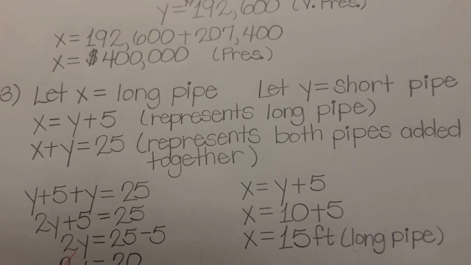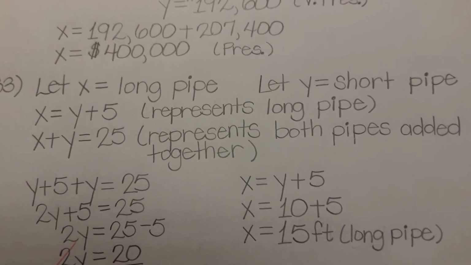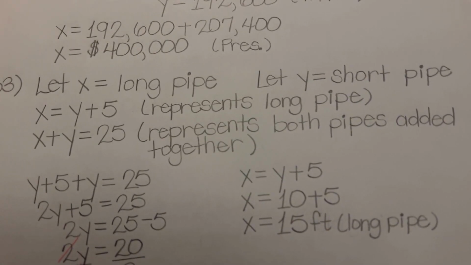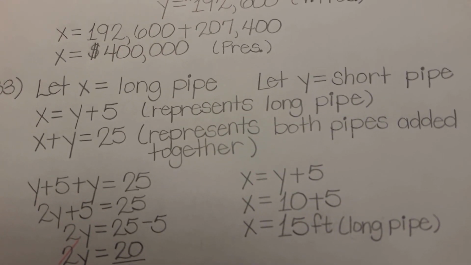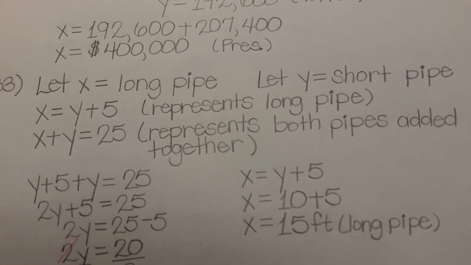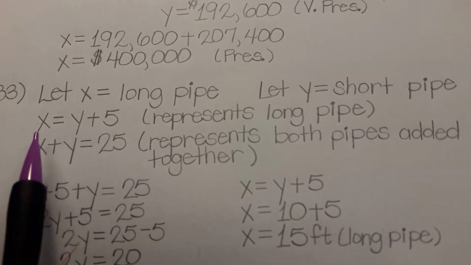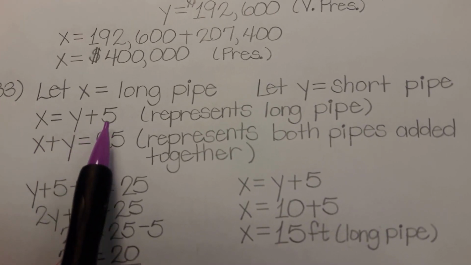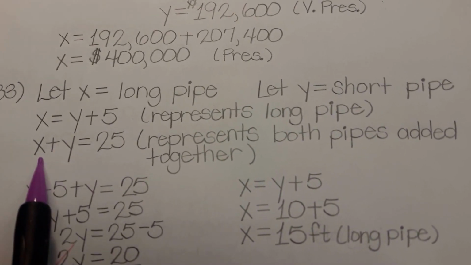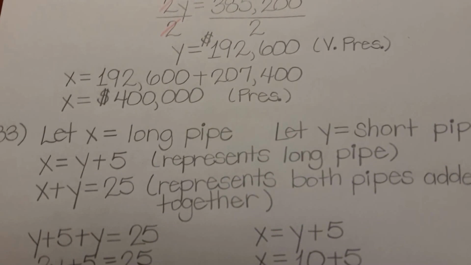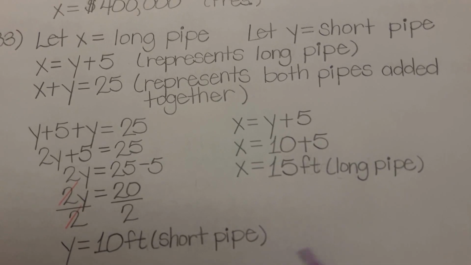Now you can use mental math and figure this out. I know that my total is 25. I know I need two pieces. I know that one piece has to be 5 feet longer than the other. So you can really use mental math and figure out what the two numbers would be. But we want to set up our two equations. I do know that the long pipe is my short pipe plus 5 more feet. I also know that if I add both pipes together, it gives me a total of 25 feet. So now I have my two equations, and I want to solve for x and y.